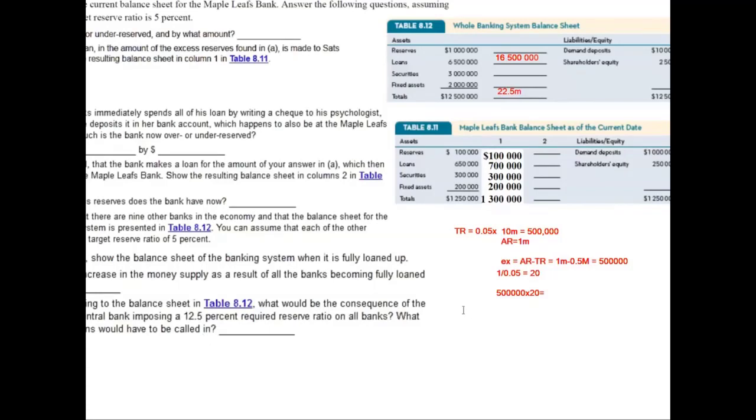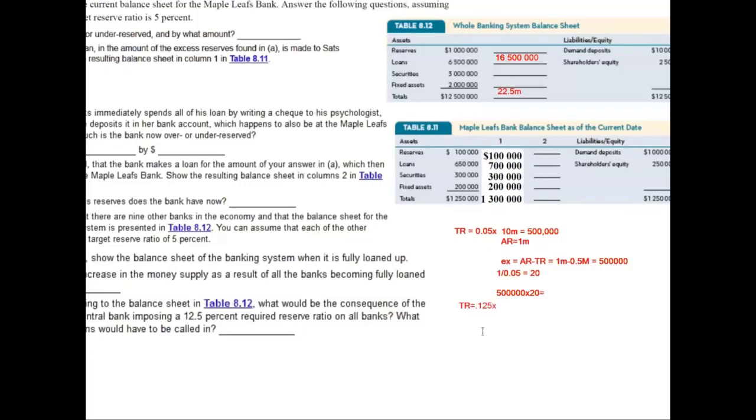So now, if that were the case, required reserve ratio, but everything's still the same, we need to know if they're over or under reserved. So we need to calculate the target reserves. So the target reserves now will be 0.125 times.